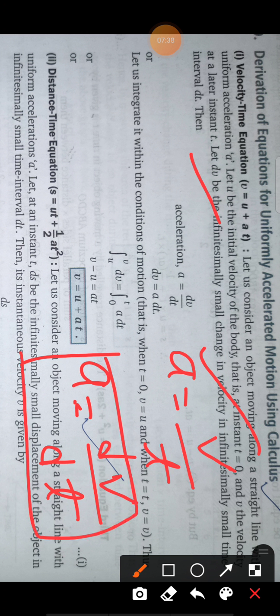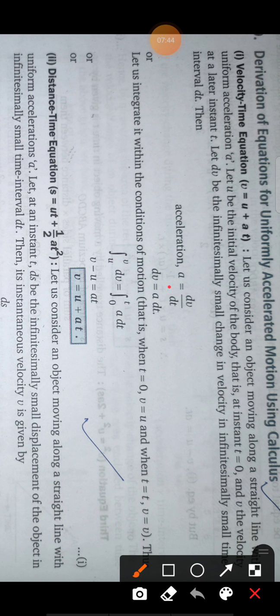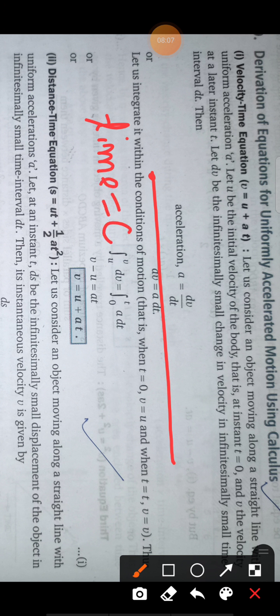From here we can derive the first equation of motion. Now if you cross multiply, that means a into dt is equal to dv, or dv is equal to a into dt. Now we have to integrate. For integration we need a limit. Suppose initially the time was 0. So when the time was 0, suppose the initial velocity was how much? U. Correct? We always take initial velocity as u.